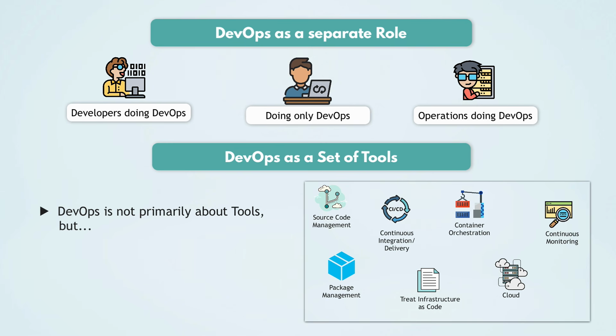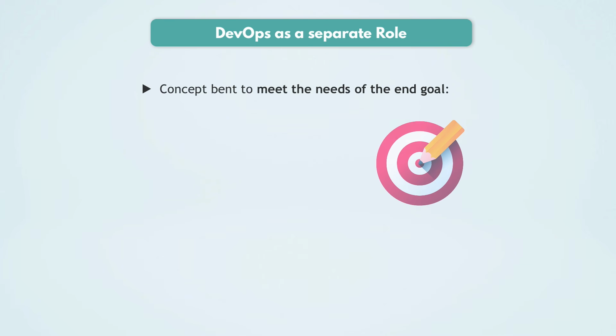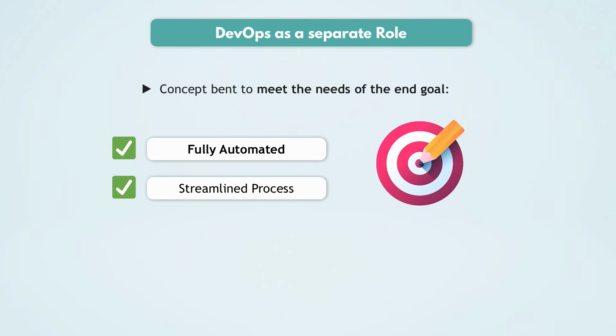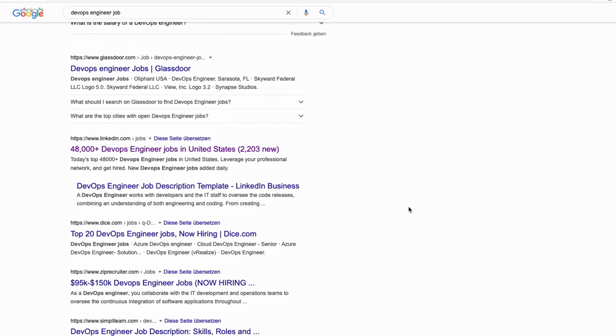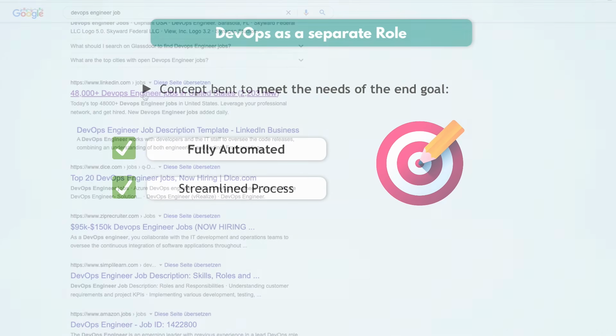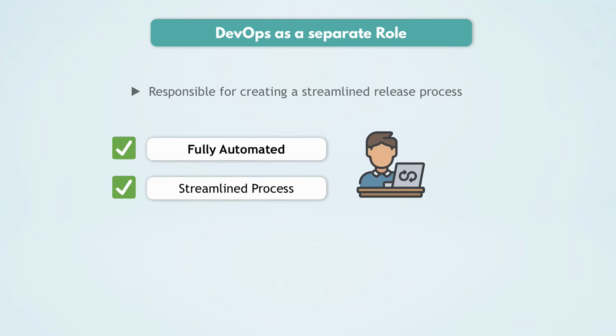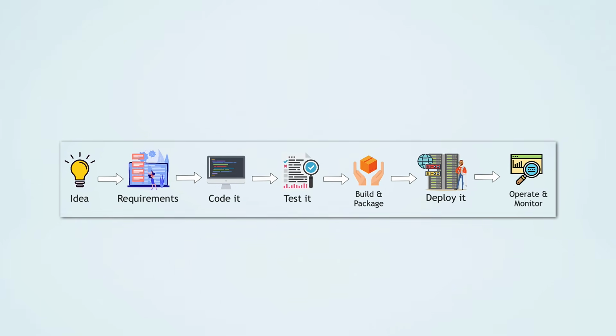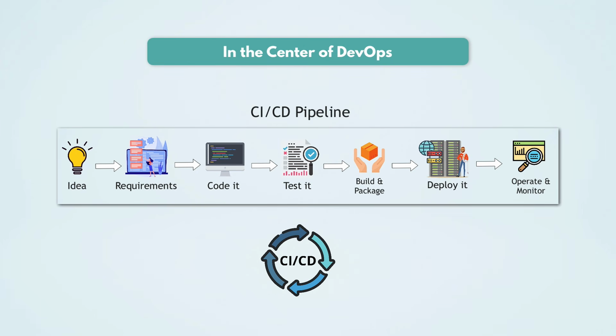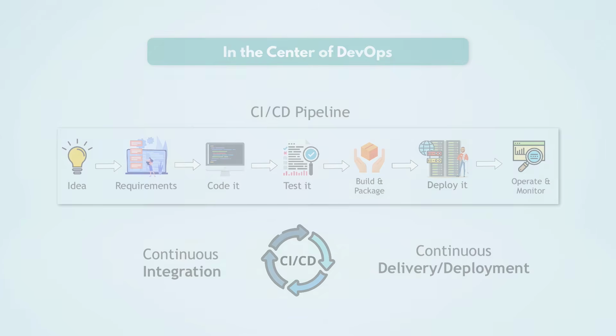And I understand that many people are resisting the idea of DevOps engineer, and the creators of the DevOps concept didn't see it used this way, but the reality is often different from the theory. We see that concept was adjusted and bent to meet the needs of the end goal, and DevOps engineer role is what came out of it. And that DevOps role is responsible for creating a streamlined release process without any roadblocks slowing down the release. And that's why in the center of DevOps is the well-known continuous integration, continuous delivery process.